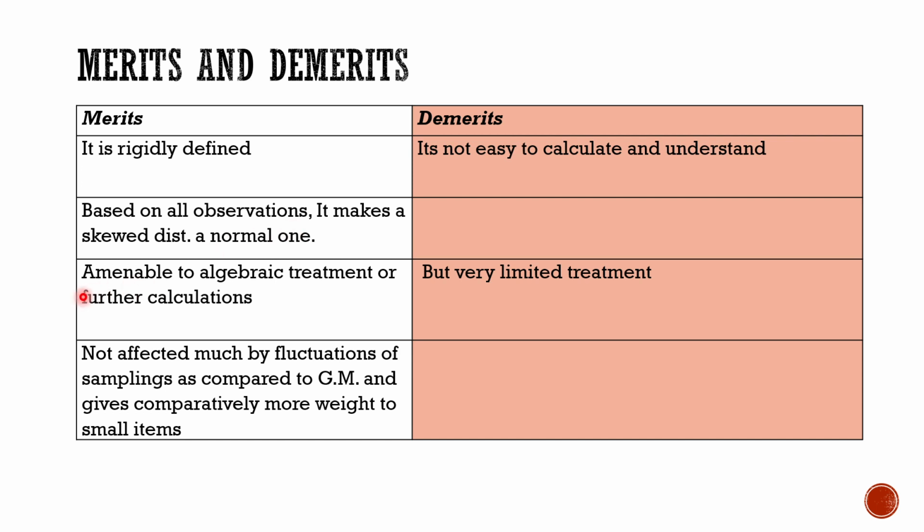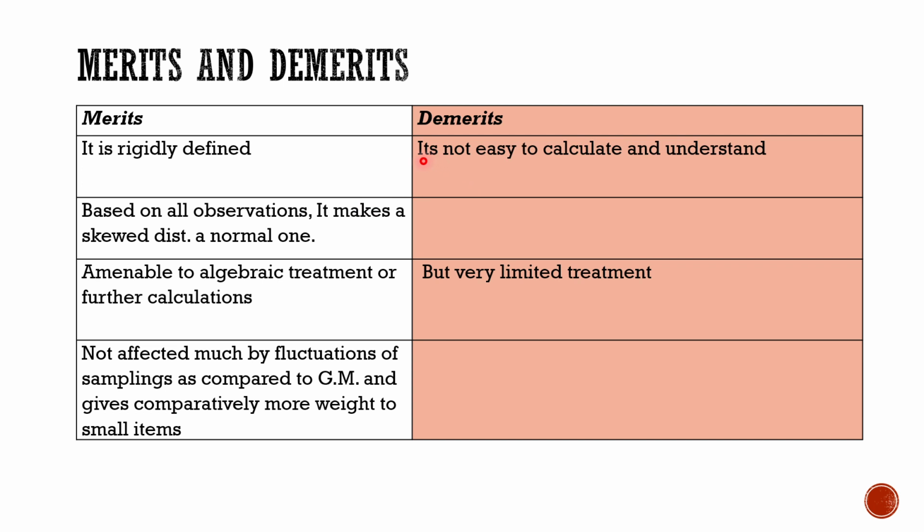The third one, it is amenable to algebraic treatment or further calculations, but one demerit is actually related to this merit, that the treatment is very limited. It is not used like the arithmetic mean is used. The fourth one is that it is not affected much by fluctuations of sampling as compared to the geometric mean, and it gives comparatively more weight to small items, and as I have already mentioned, that is why in case of rates and multiples, we don't use the arithmetic mean, because the arithmetic mean was giving more weightage to high data points.